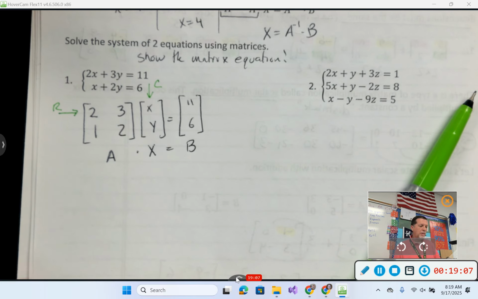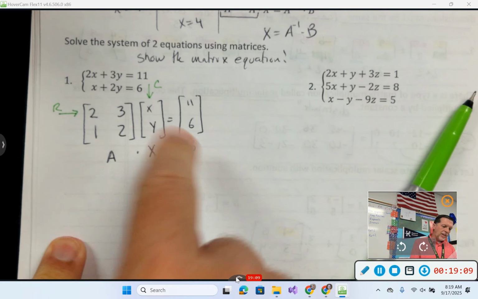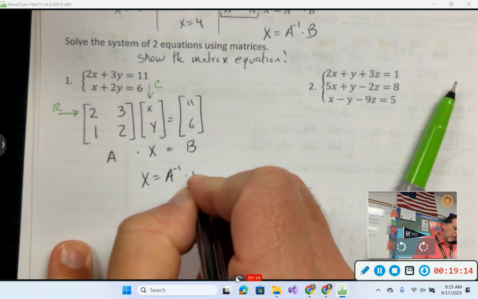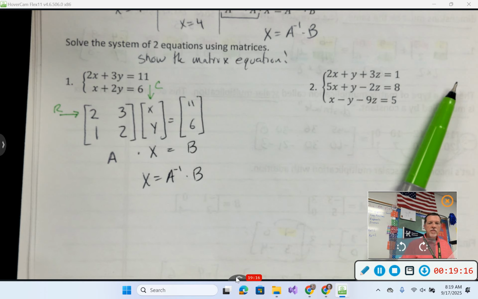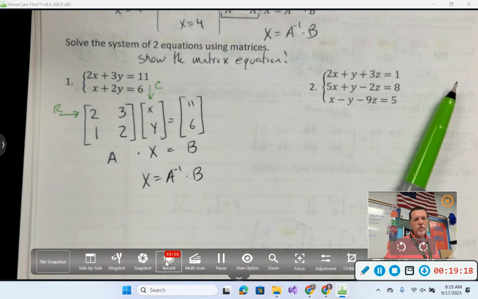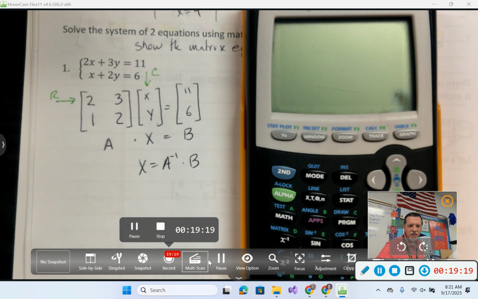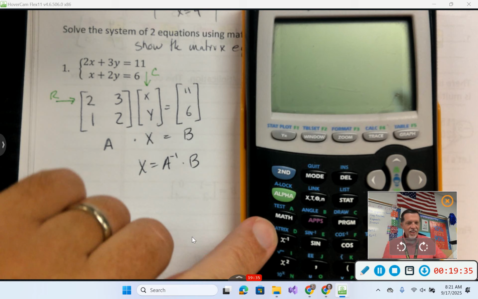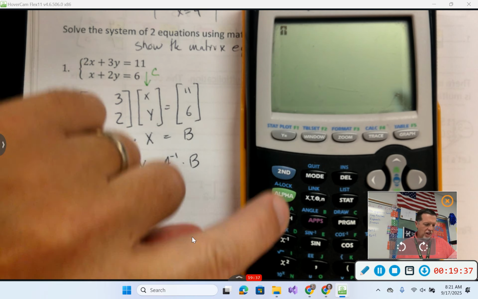Okay, well now we need to grab a calculator to put that in for A, that in for B, and we know our answer is going to be A inverse times B. Okay, so I need you to grab a calculator. So what button looks like a good button to push if we want to work with matrices? Second. See anything on there that might be a good choice? The word matrix is on there. So toward the top left, let's go second matrix.